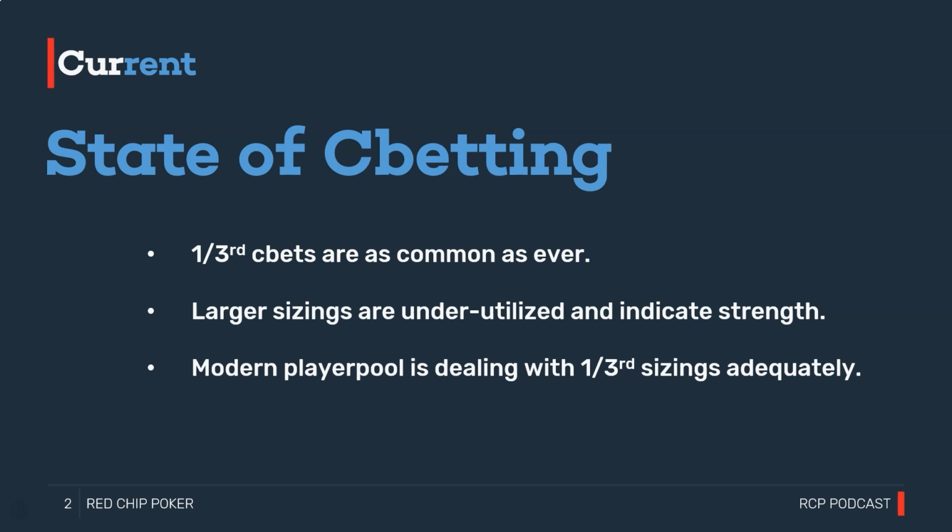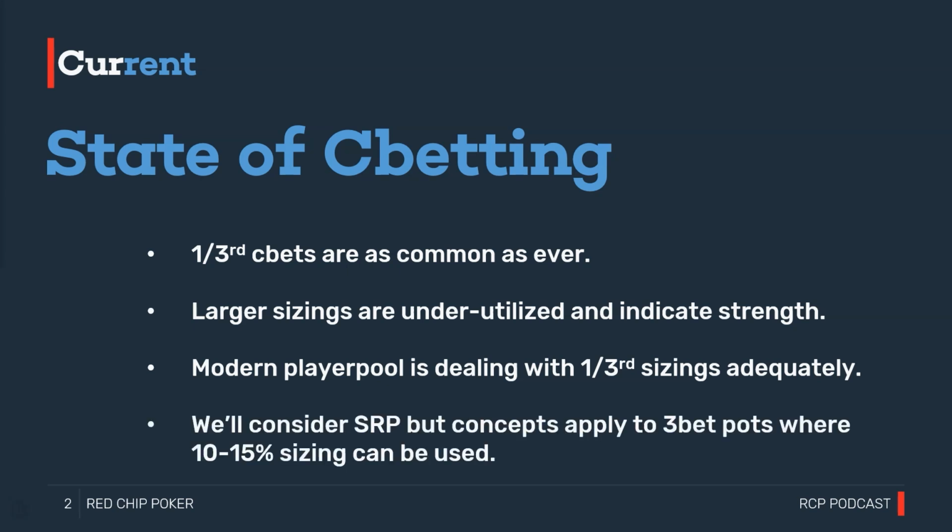We're mostly going to be considering situations in single raised heads up pots in this episode of the Red Chip Poker Podcast, but this information does apply very well to 3-bet pots also. Just keep in mind that the average sizing in 3-bet pots will be smaller. So as a simple example, we see that overbetting occurs very frequently in single raised pots, especially on certain board textures, whereas in 3-bet pots, overbetting doesn't happen anywhere near as frequently.